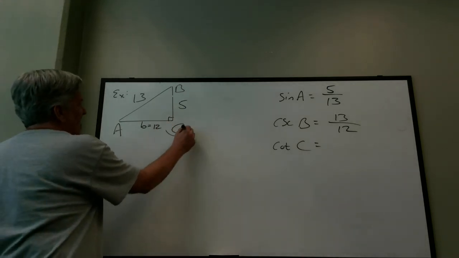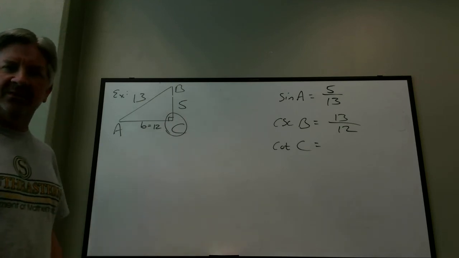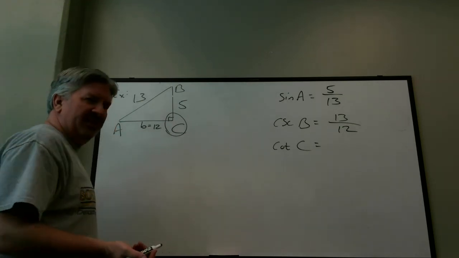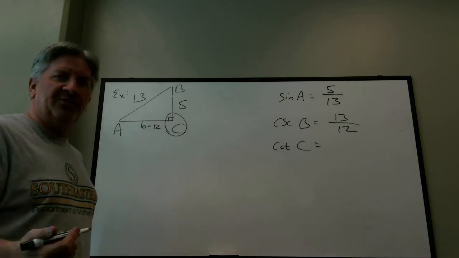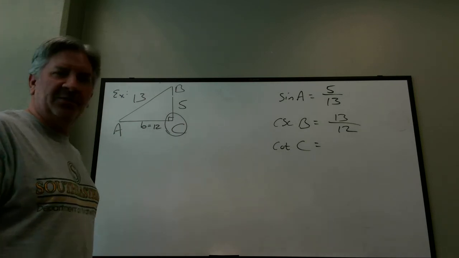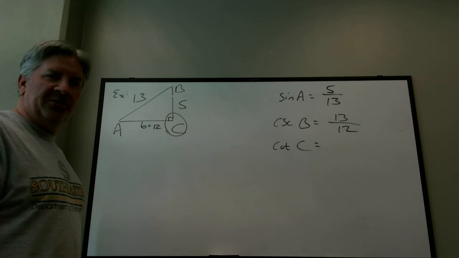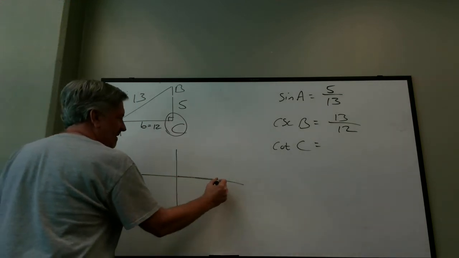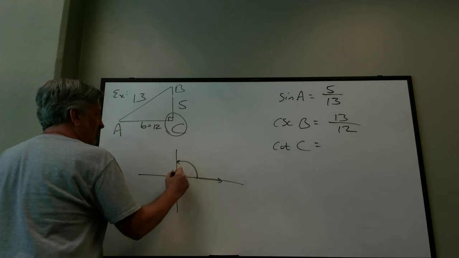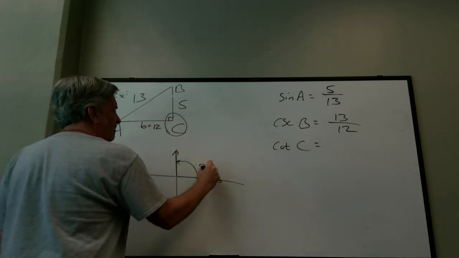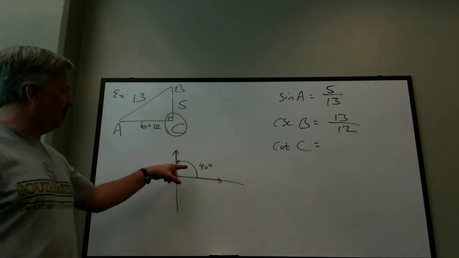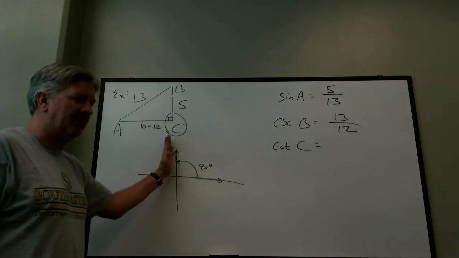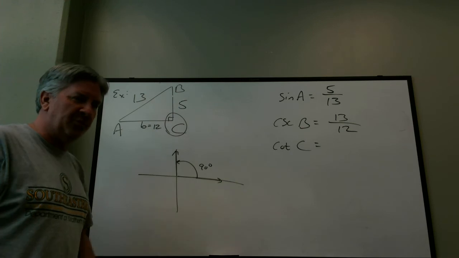Cotangent of C. C is 90 degrees, right? Remember, we did these before. We found the trig function values for 90 degrees and 180 degrees, some of them. And what's the problem here? 90 degrees, if you go back to standard position, looks like this. There's 90 degrees. And remember, when you're doing cotangent or any trig function of a quadrantal angle, you don't use a triangle picture.